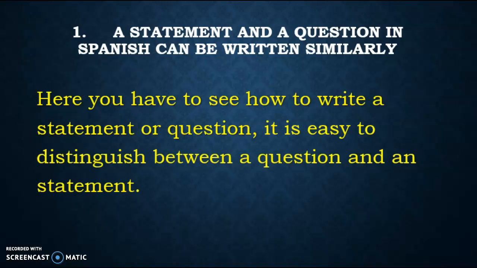In Spanish, the sentence is written in the same way. For example, Juan is talking with the man, or Juan está hablando con el hombre. You write it in the same way when you are asking a question, with the addition of an inverted question mark before the statement, and a question mark at the end of it.